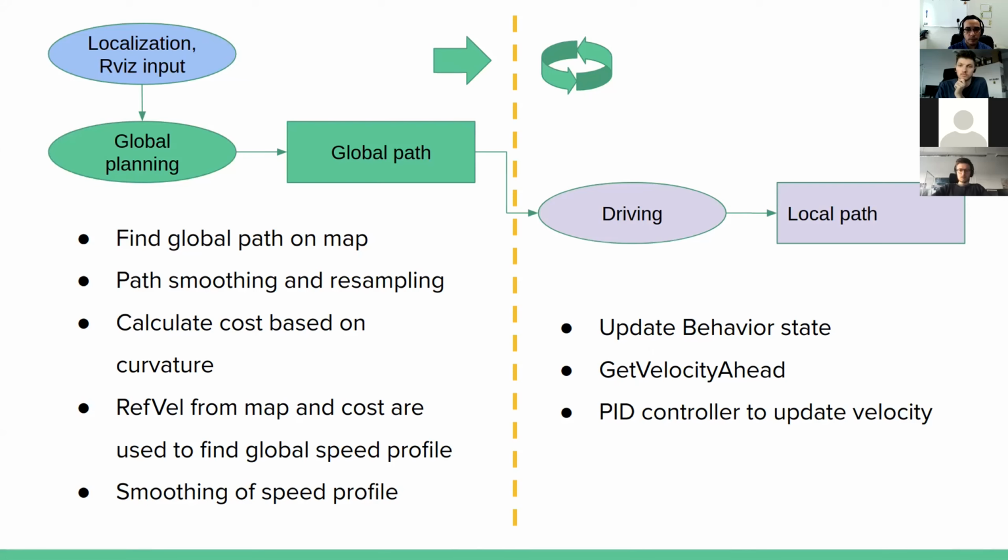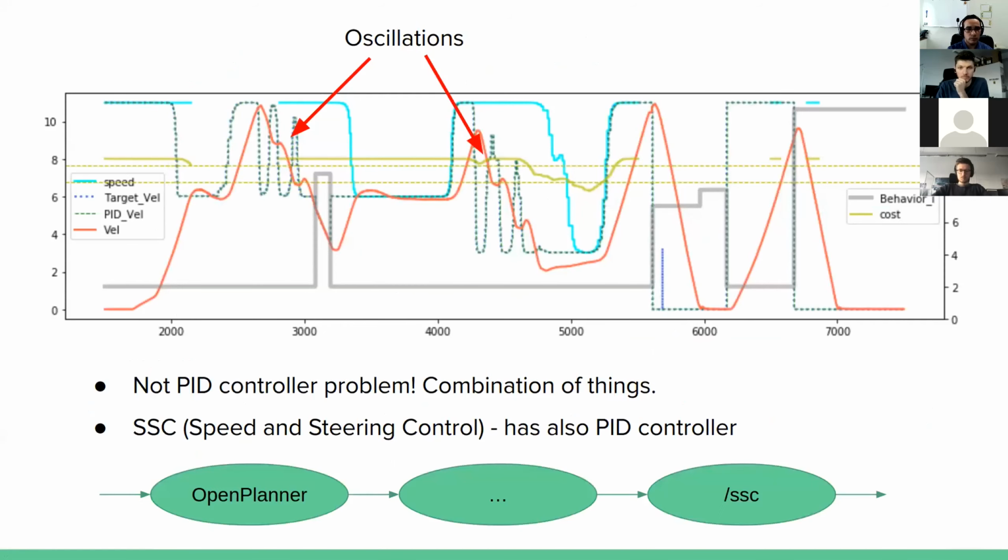So the first thing we did, we removed the PID controllers from our workflow. It's not that there is something wrong with them particularly, but it's a combination of many things. Maybe one of the most important reasons is that since we have our car bought from Autonomous Stuff, when we run OpenPlanner, there are these twist gates, twist filters, different things in between. And finally, when we reach the SSC module, it actually also has a PID controller in it.